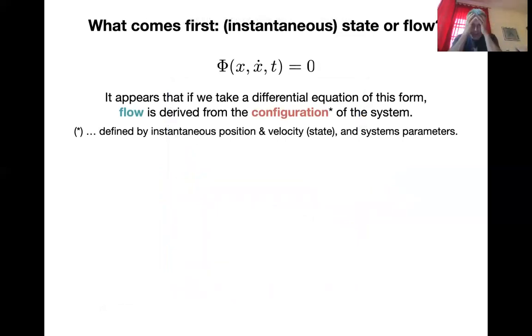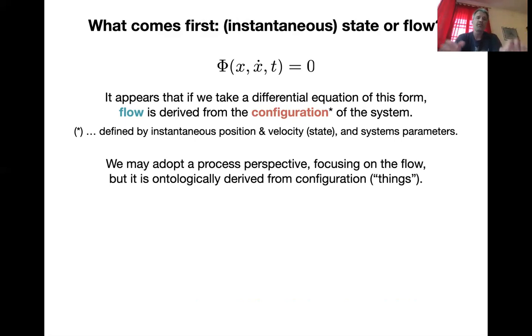So you will ask now, if you've been paying attention, what comes first, the state or the flow? Okay, so this formalism doesn't tell you anything about, I told you dynamical systems are their flow. What does that mean, right? So we want to ask this question. So take this differential equation again. It appears in this formalism that if we take a differential equation of this form, the flow is derived from a configuration of the system at a specific time point, okay? Defined at an instantaneous position in space and time.